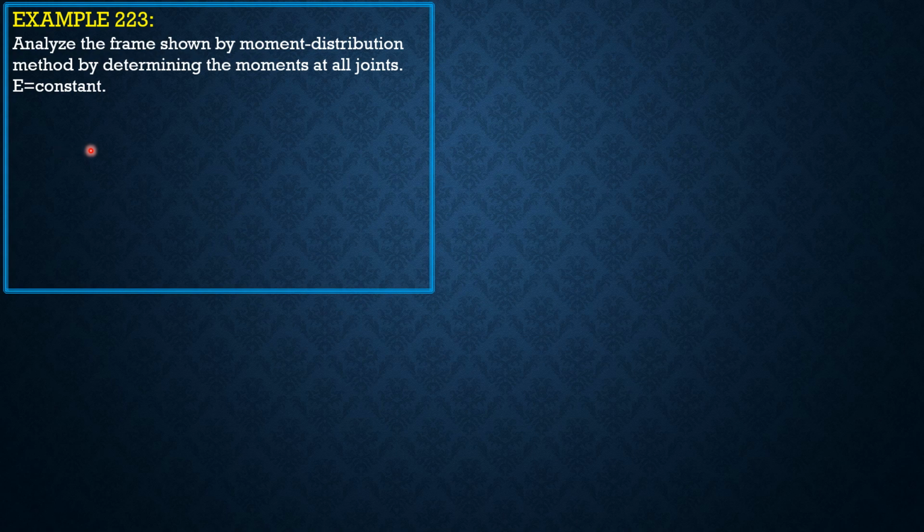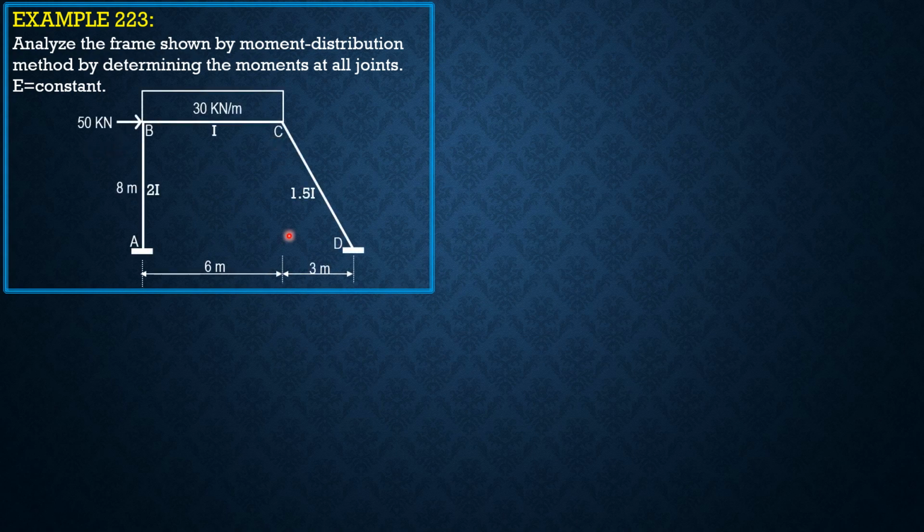Analyze the frame shown by moment distribution method by determining the moments at all joints. E is constant. So here is the given figure.